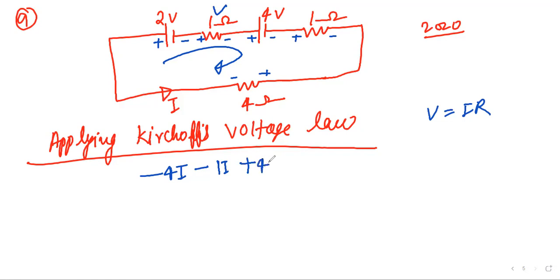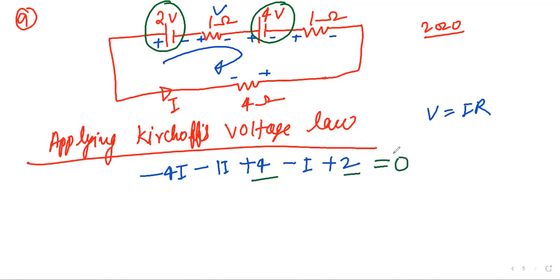So it will be plus 4. Then again minus 1. Then plus 2. So two voltages are there. So I will take this part as positive. So I have written here plus 4 and plus 2, and it comes out to be equal to 0.